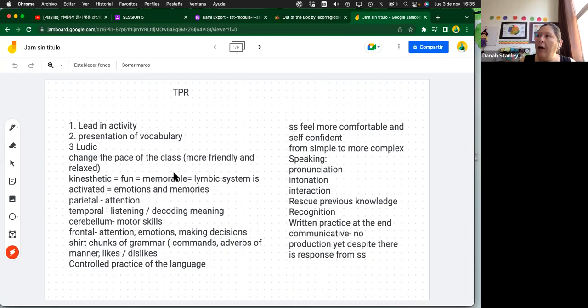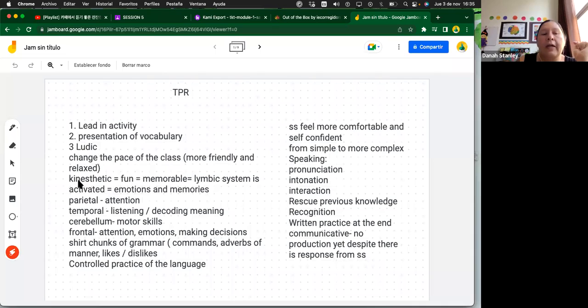This is more relaxed, more friendly. They are not so afraid. They are not so serious. Probably they can enjoy your class more than other classes where they need to sit boringly, listening to the teacher, no?